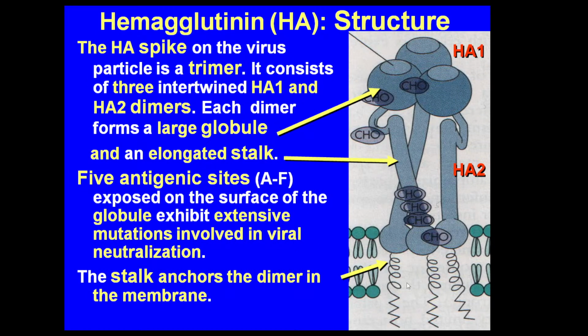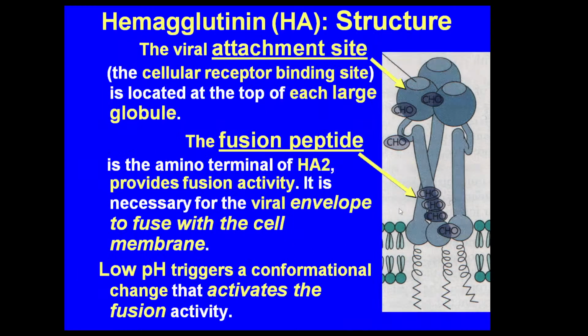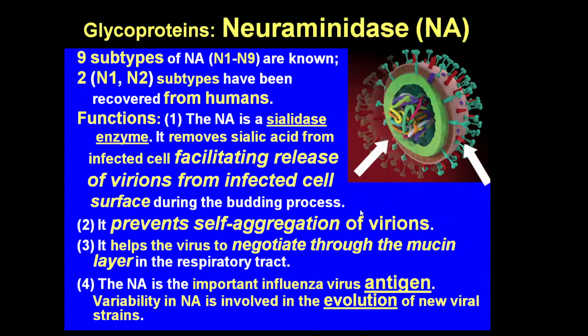Usually it has a quite complex structure as a trimeric molecule, and it consists of three intertwined hemagglutinin 1 and hemagglutinin 2 dimers. Each dimer has a larger globe and an elongated stalk. The stalk is HA2 and the globe is HA1. On the globe we have an attachment site to bind with the cellular receptor, and F is a fusion peptide that allows the virus to come out of the endosome when it enters, because it enters by receptor-mediated endocytosis.